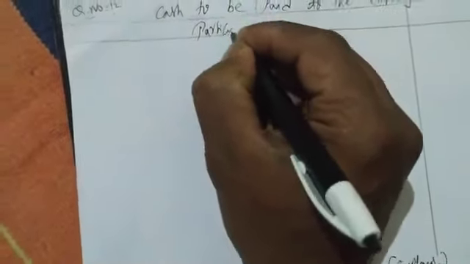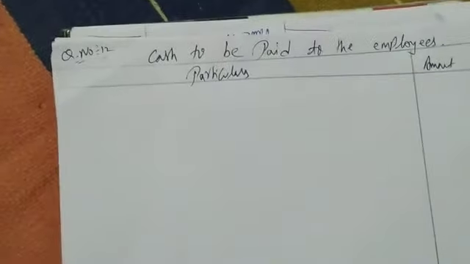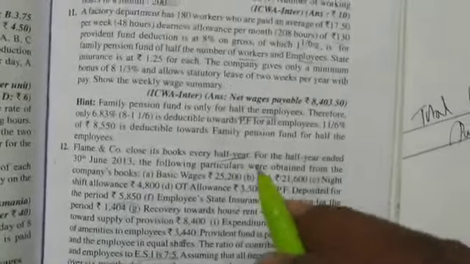Here particulars I will write. Here also, particulars and amount. He's saying only how much cash is to be paid to the employees, that we have to find out. Only cash, how much is being paid to the employee. He's not saying per month or per 6 months. Okay, let us start solving. So we have some information here. We'll start with gross wages, basic wages, 25,200. So let us write here basic wages.